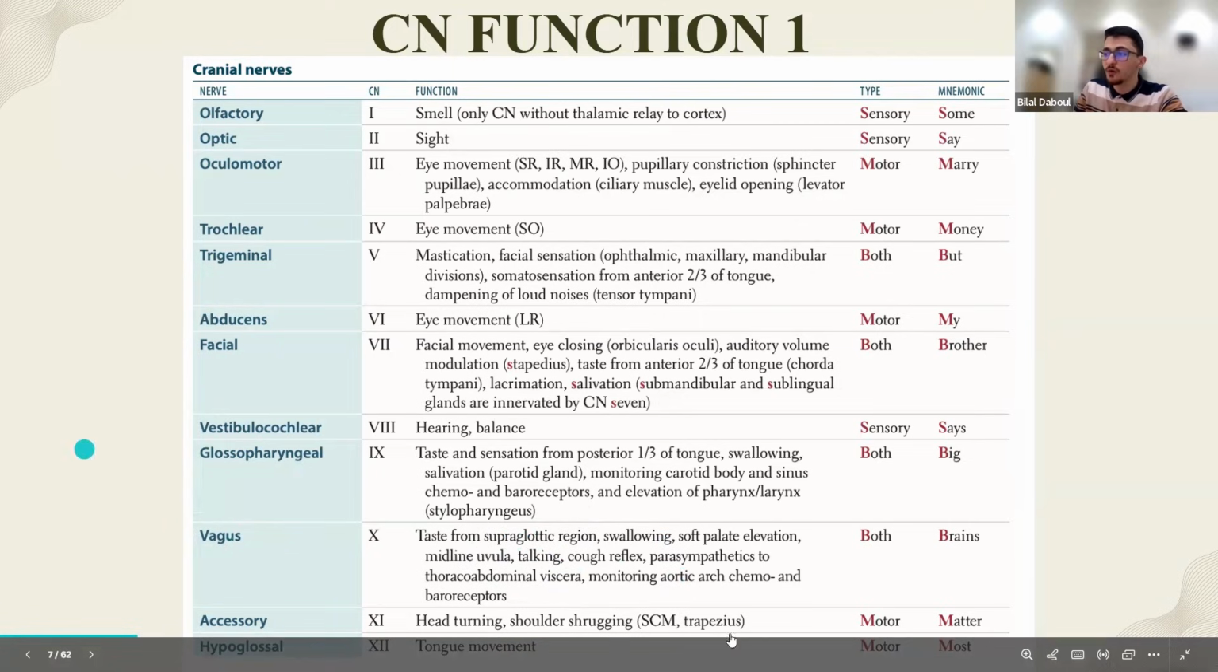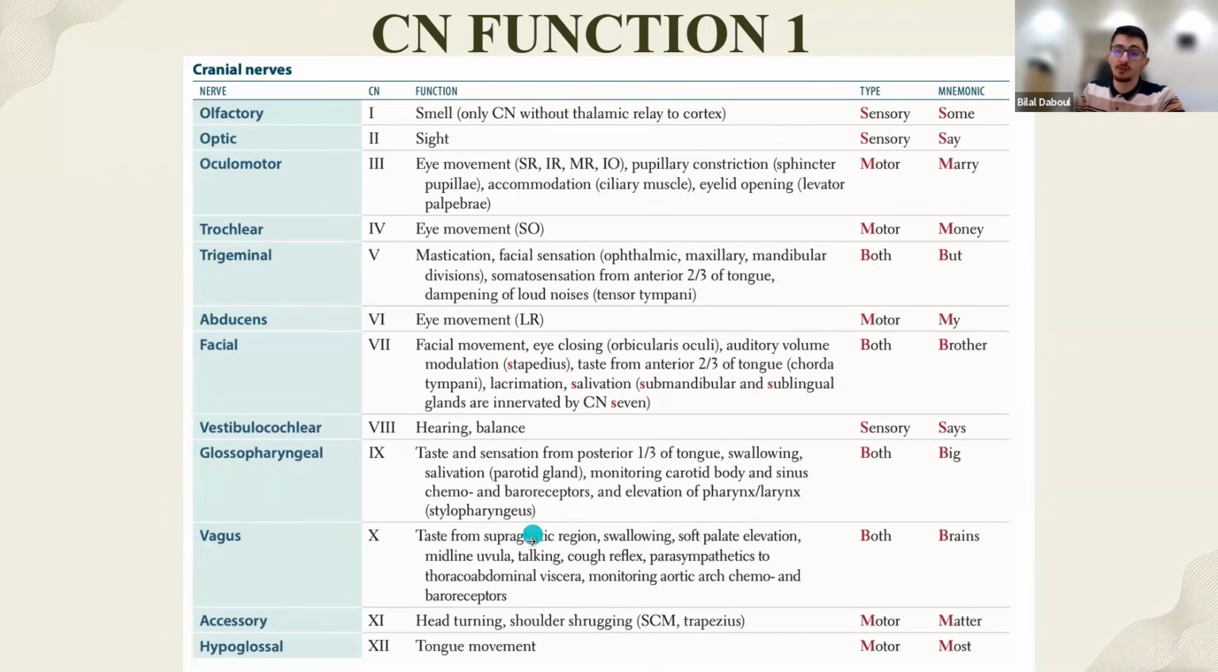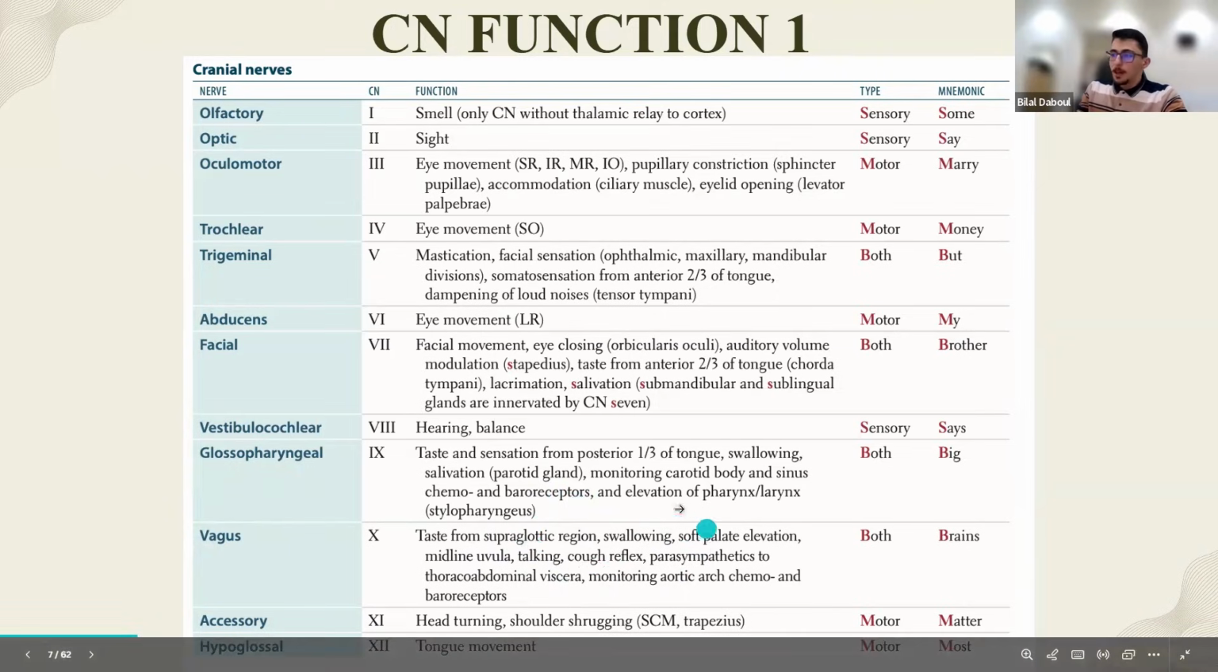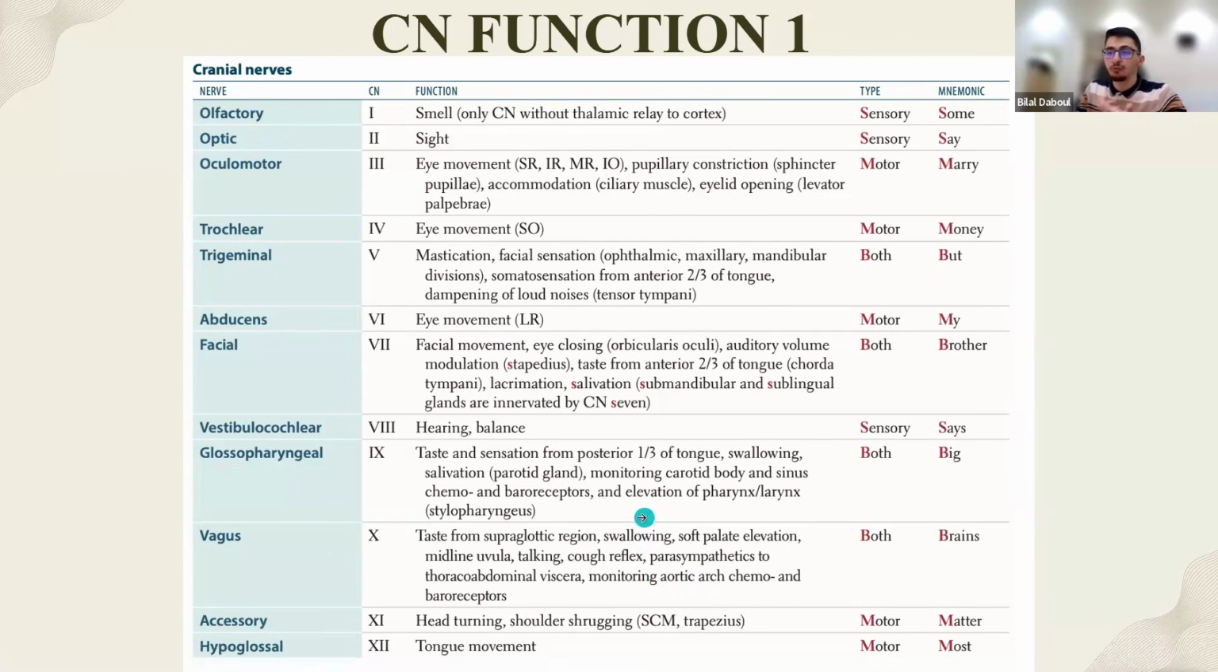So very important. Vagus nerve, parasympathetic supply to the thoraco-abdominal viscera up to 2/3 of the transverse colon. Again, it has a similar function in terms of sensory to the glossopharyngeal, monitoring aortic arch chemo and baroreceptors in terms of blood pH and blood pressure.